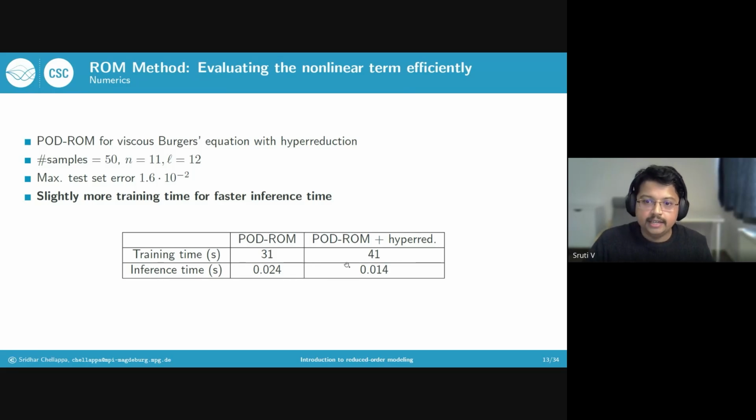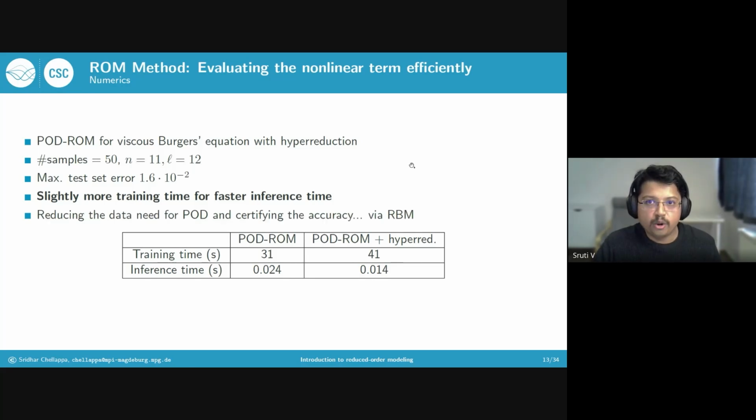If I compare the training times of these two, then I, of course, need a little bit more because the hyperreduction step means that I also have to collect extra data of the nonlinear part and do the POD. But the key part is the inference time. So even for this very small example, we are already getting a 50% reduction in the inference cost. And from past experience on more large-scale examples, I can tell you that it's absolutely crucial that one has to use hyperreduction if you want to use projection-based reduced order models for nonlinear systems. So that becomes essential in a sense.